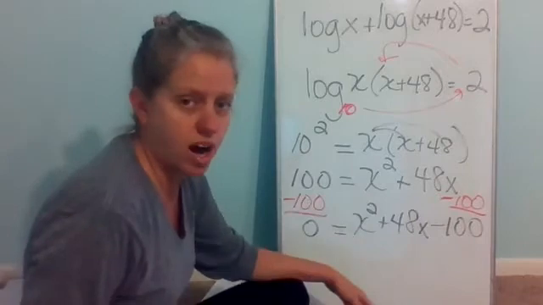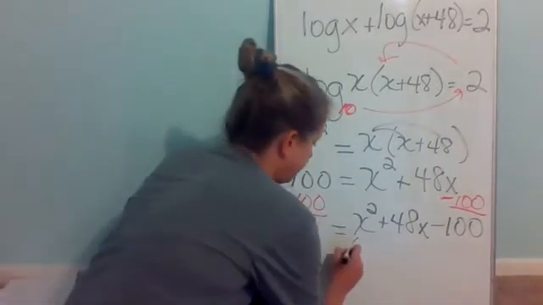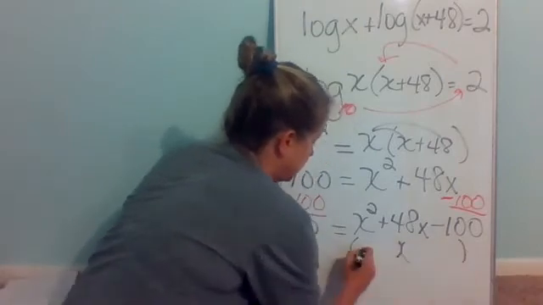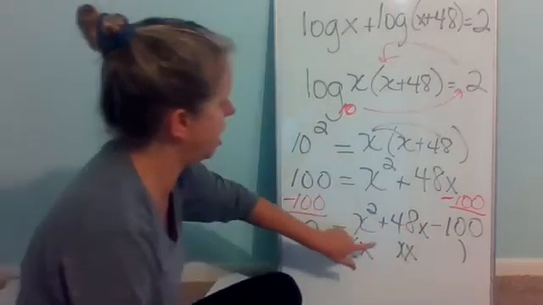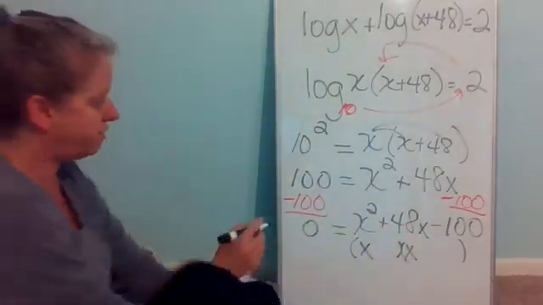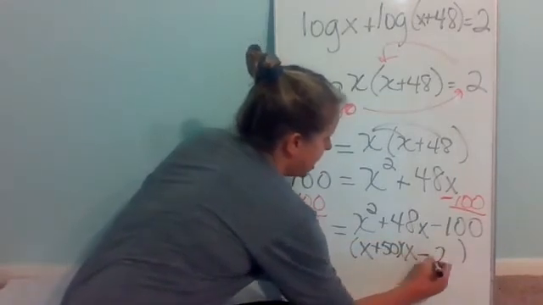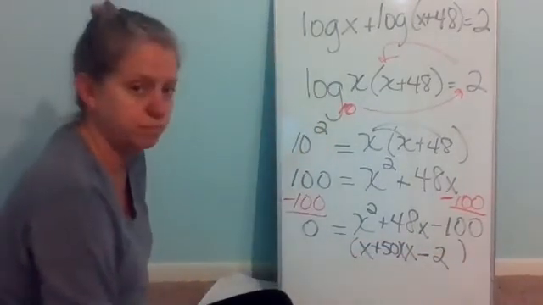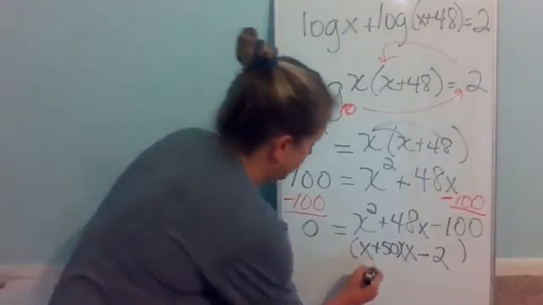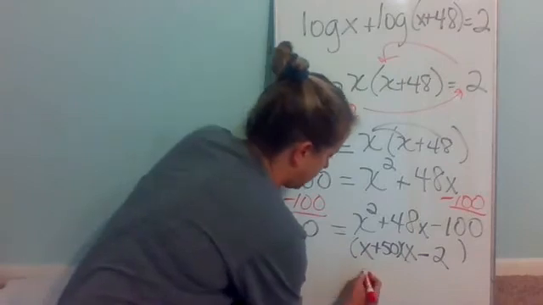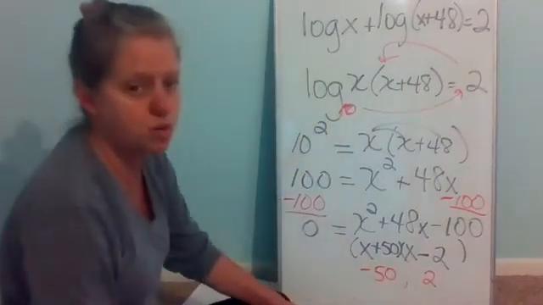Again, I can go straight to quad, get my 2 answers. If not, I can factor this. It's not bad. X and x for x squared. Factors of negative 100 that add to positive 48 would be a positive 50 and a negative 2. If I set those equal to 0 and solved them, this would turn into a negative 50. This would turn into a positive 2.